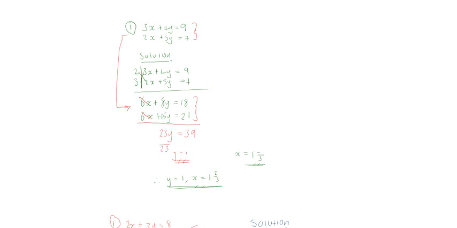I'm going to divide both sides by 23. This and this will cancel. Then at this stage, I'm going to ask myself, is there any number that can go into 23 and 39 without leaving a remainder?